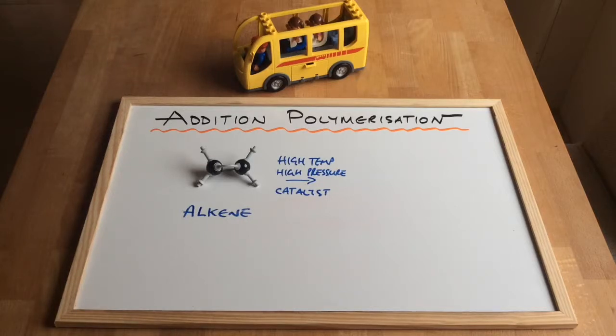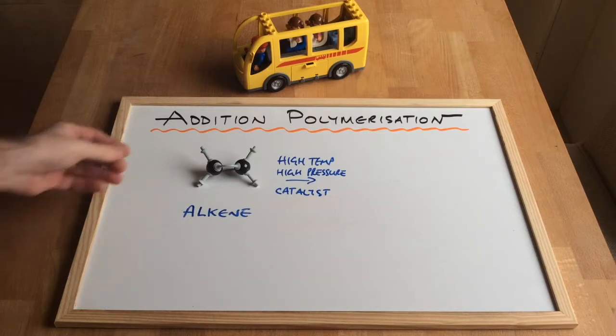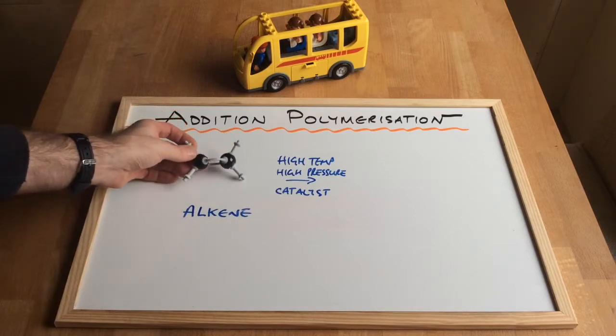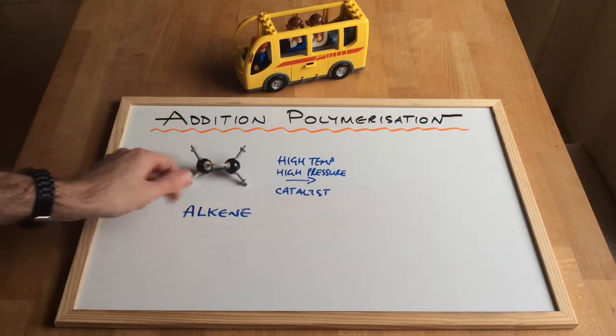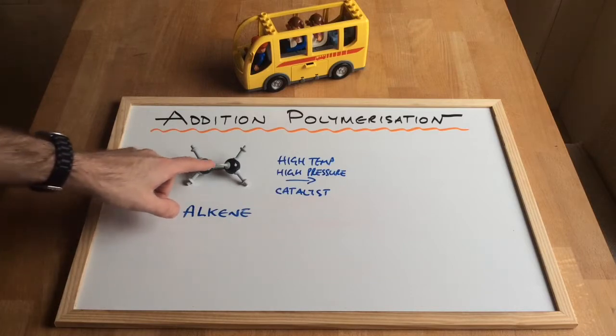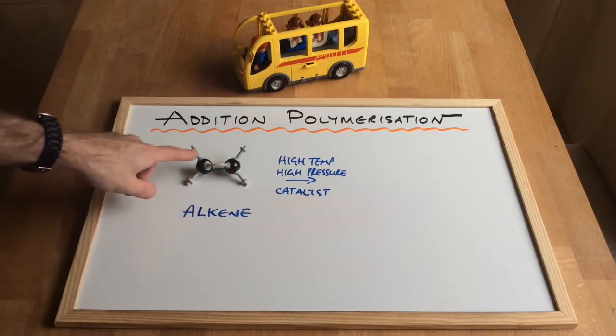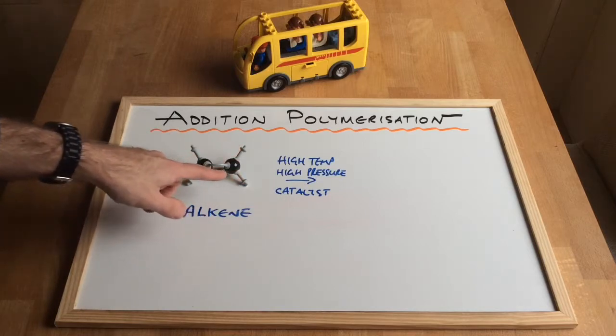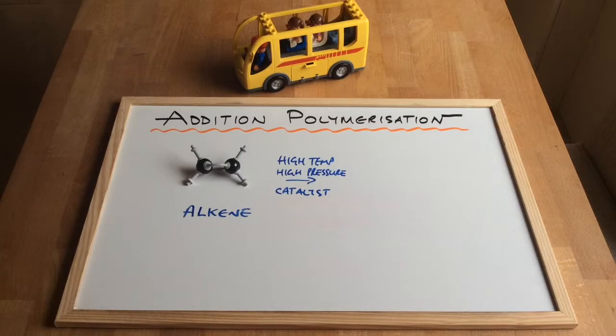In this video, we're going to take a look at addition polymerisation. So on the board, I've got a very simplified representation of an alkene. You can see the carbon-carbon double bond, and then obviously across these two carbons, you'd have two atoms or groups attached on this carbon and two atoms or groups on the other carbon. And what we're going to do is imagine it was exposed to a high temperature, a high pressure and a catalyst.